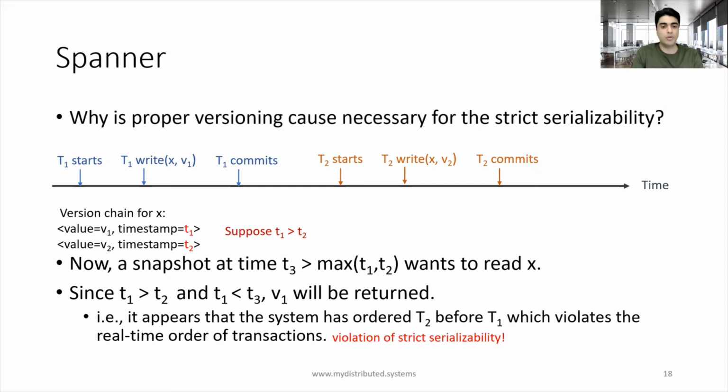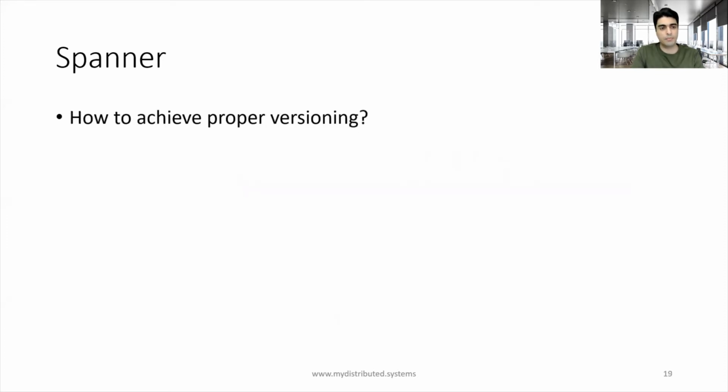And when T2 starts after T1 commits, the real-time order requires that V2 should be the winning version, the final version. So by returning V1, we violate that. That's why we need proper versioning to make sure the snapshot algorithm that we described respects strict serializability. So now this is the question: how do we achieve proper versioning?